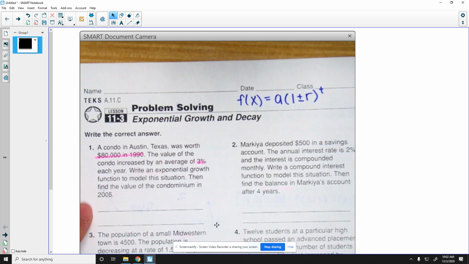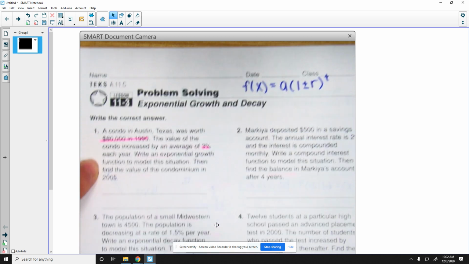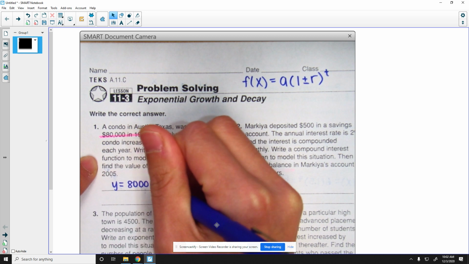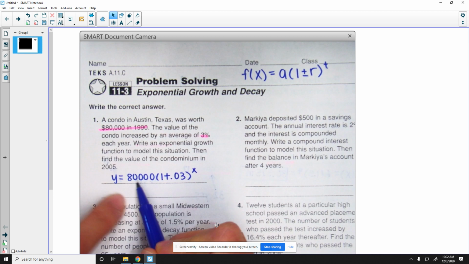All right, Emily, yes. Which one do I answer? Write the exponential growth function. So write the equation. Go. Y equals 80,000 times 1 plus 0.03 to the x. Perfect. So do you see what she did?